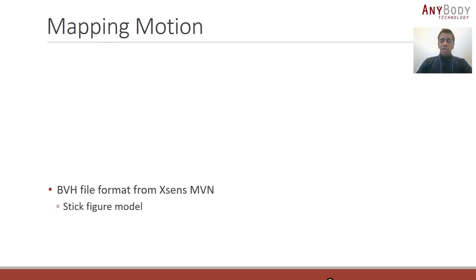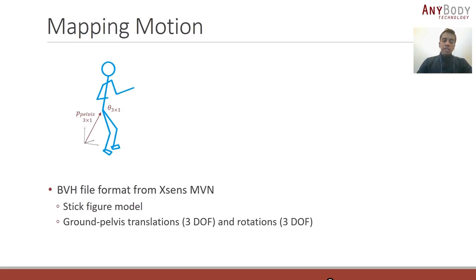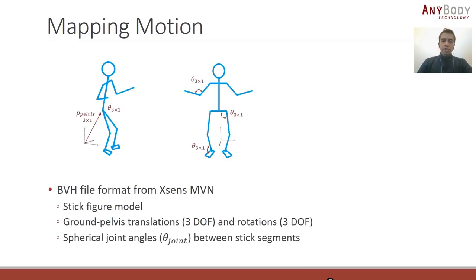Now, as Monique mentioned, there are various formats in which you can export your motion data from the Xsens MVN system. And one of these is the BVH file format. And this file contains all the information we need to reconstruct a stick figure model of the human subject from the experimental trial. So it contains, for example, the ground pelvis translations and rotations, which help us position and orient the body as a whole in space. It also contains the joint angles between each of the stick segments in the stick figure. And it assumes each of these joints to be 3 degree of freedom spherical joints.